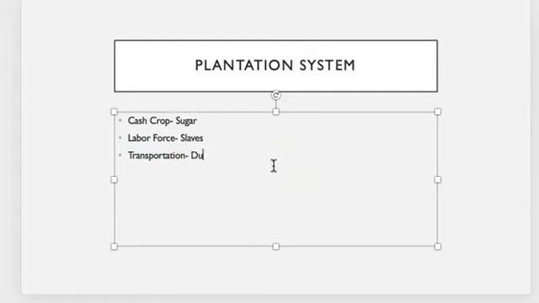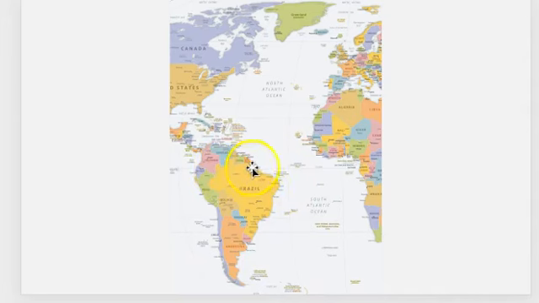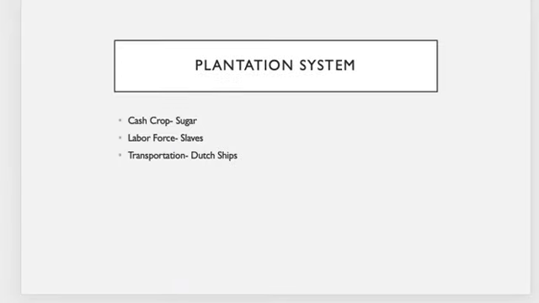So as you can see on this PowerPoint over here, you're going to be able to see that within Brazil, they have the crop, that crop being sugar. They have the labor force coming from Africa. And then they are also going to have transportation from the Dutch, which is going to get their goods back to Europe where they can make a profit. Now, of course, eventually the Dutch will be kicked out of Brazil. The Portuguese take control again. However, even once the Portuguese take control, the Dutch do still do most of the shipping for the Portuguese.